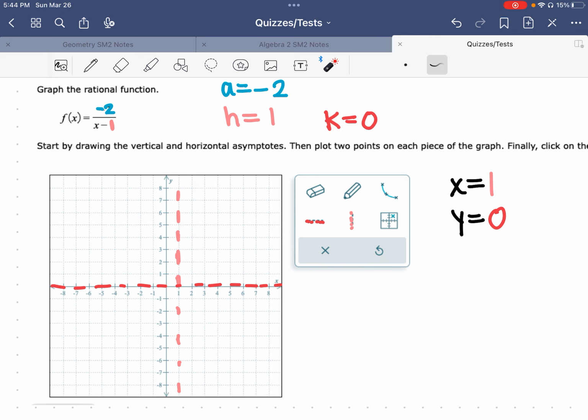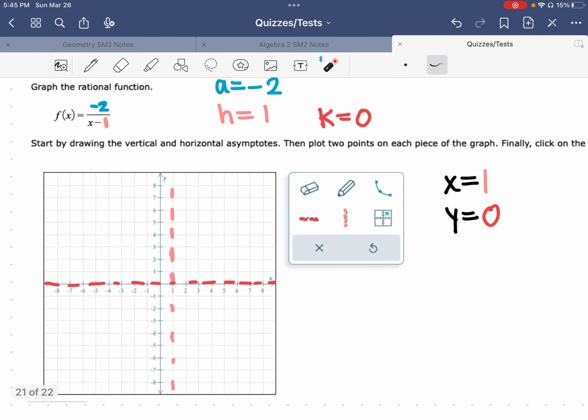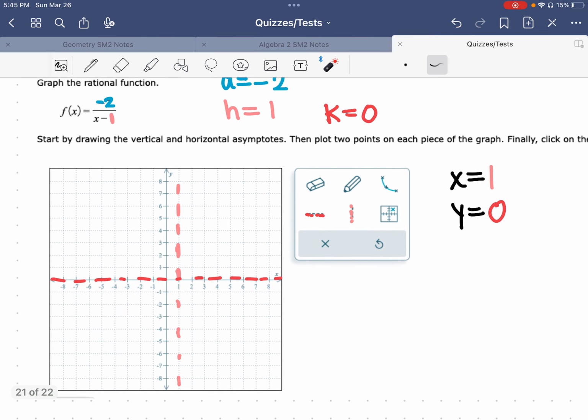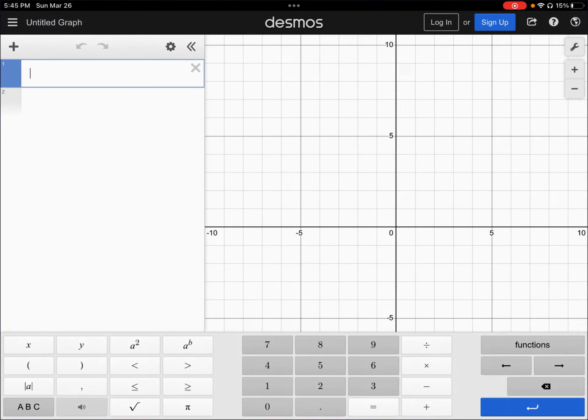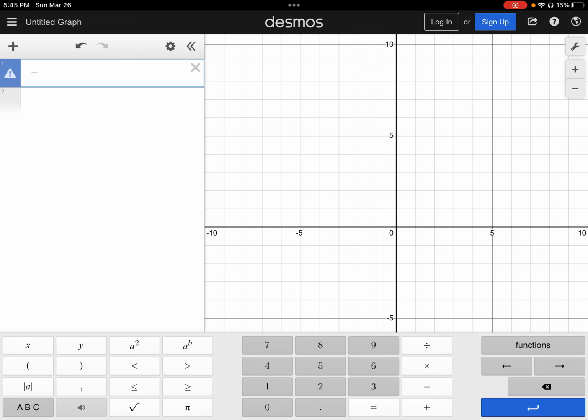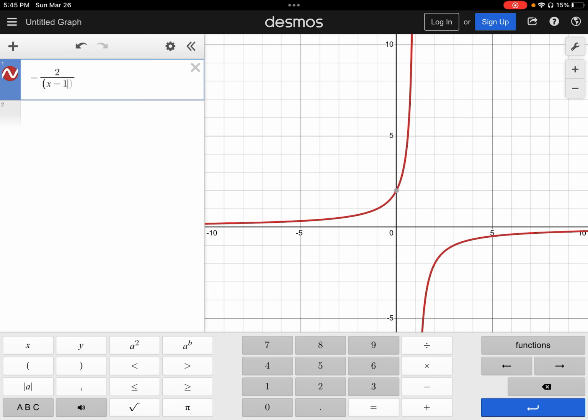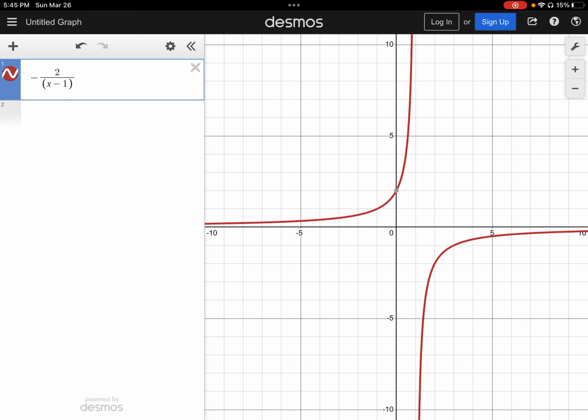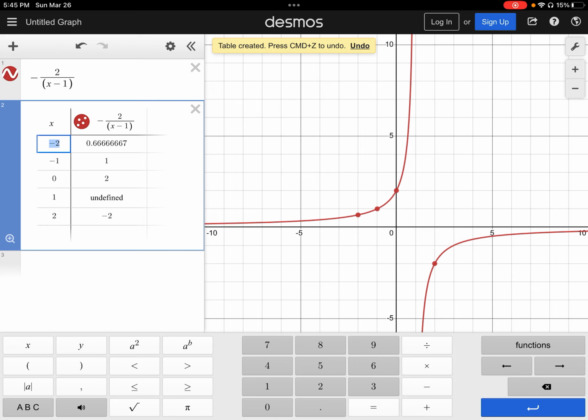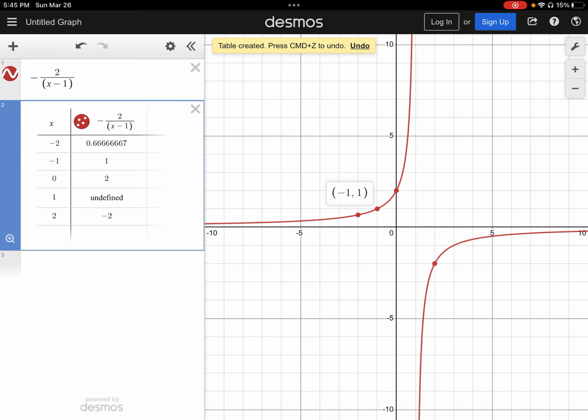I can show you in Desmos, I suppose. Let me see, -2 divided by x minus 1. There we go. So there it is. There is my function. I could come in and grab right there. I've got two pretty good points right here, 3. I think I'd use those 2 for that branch.